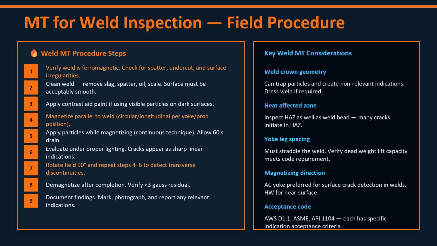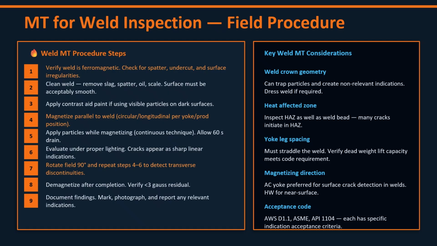Weld geometry can create non-relevant particle accumulations, so the inspector must distinguish geometric effects from real discontinuities. After inspection, demagnetize where required, verify the residual field, and document relevant indications with location, dimensions, photographs or sketches as appropriate. Finally, use the actual acceptance code.